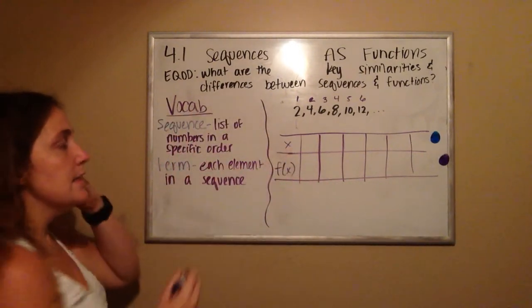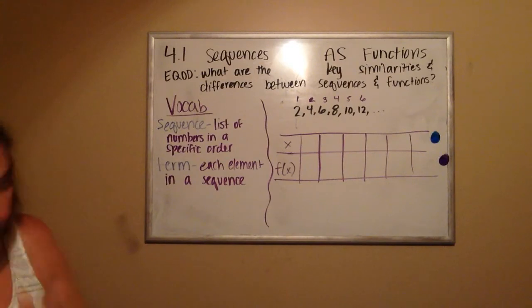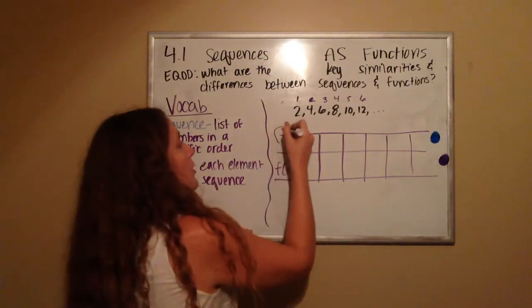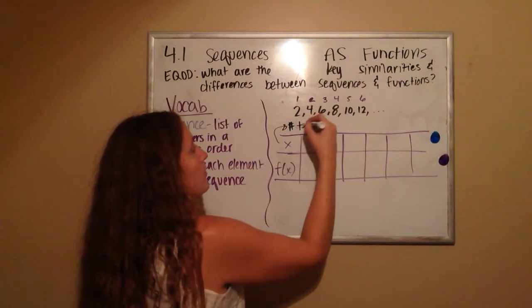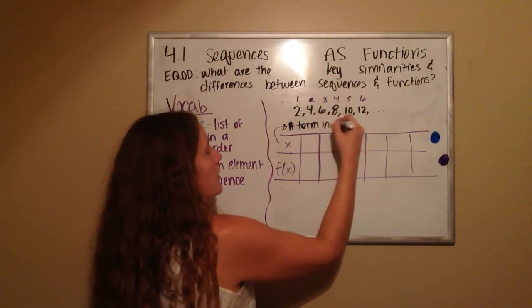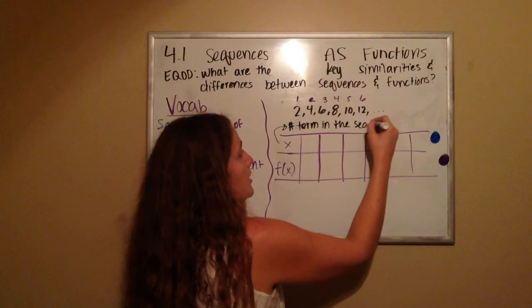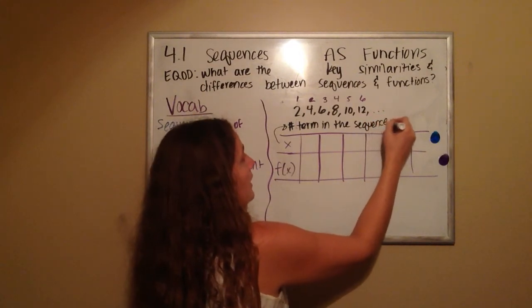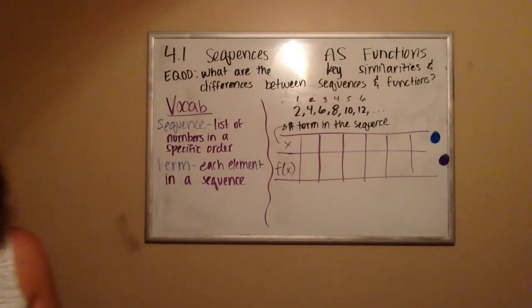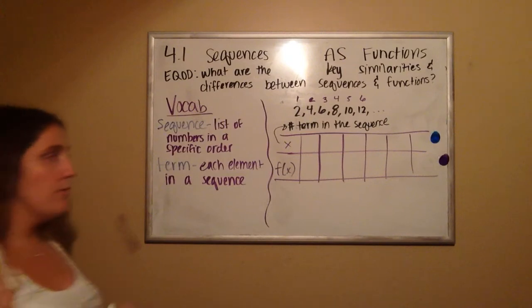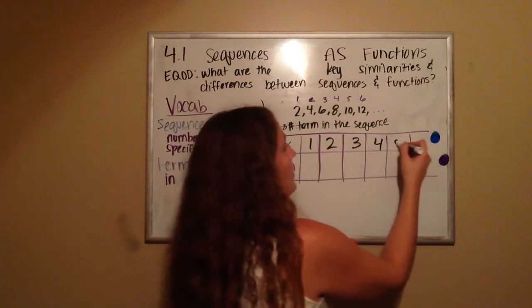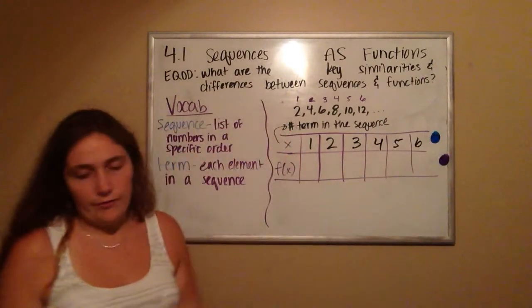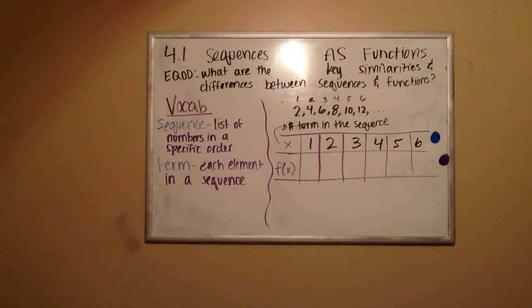So our x's are going to be our inputs, which are going to be the number term in the sequence. If it's the first term, it's going to get a number 1. If it's the second term, a number 2. If it's the third term, a number 3. Alright, so we'll just start with this chart, which is only going to represent our first 6 terms and nothing after that.